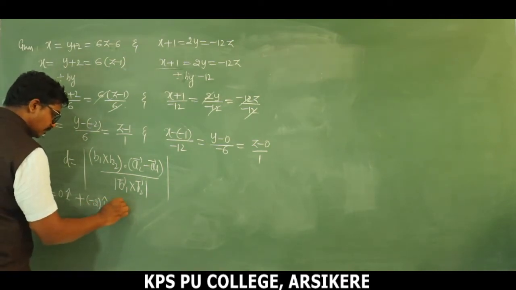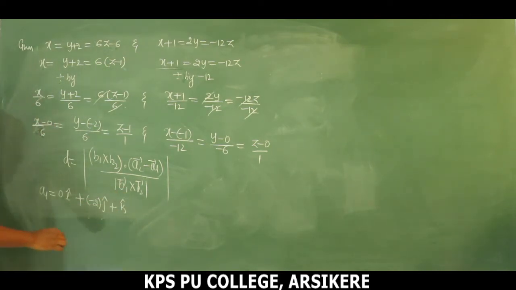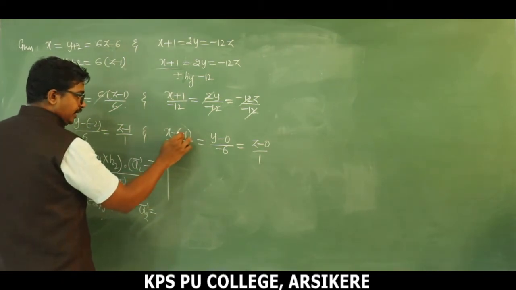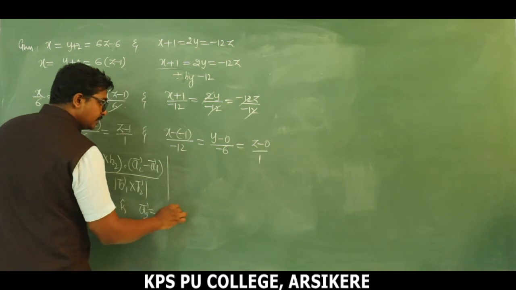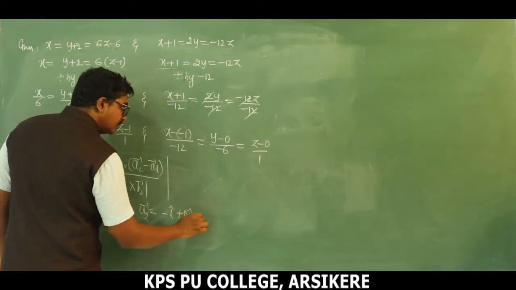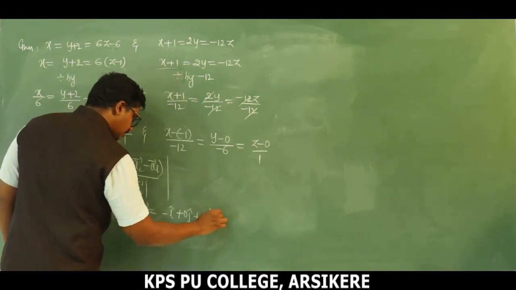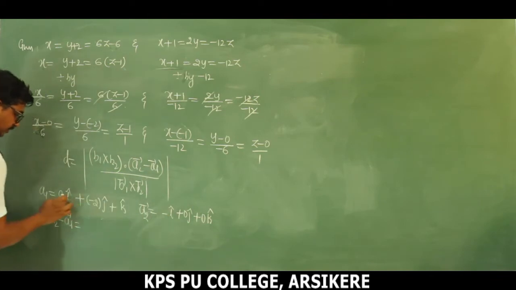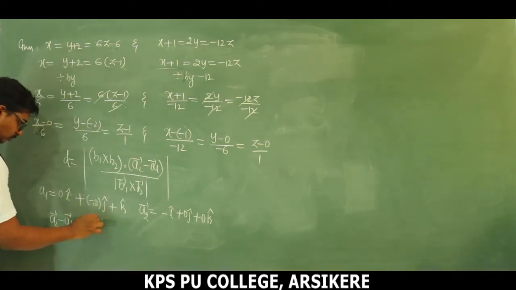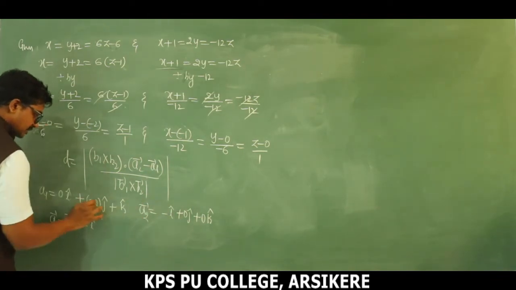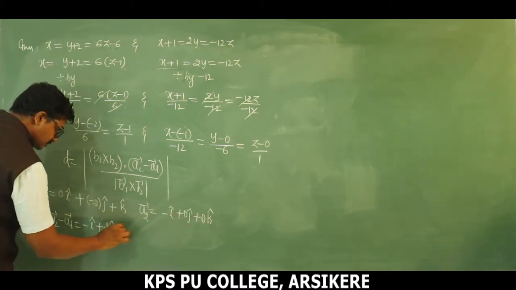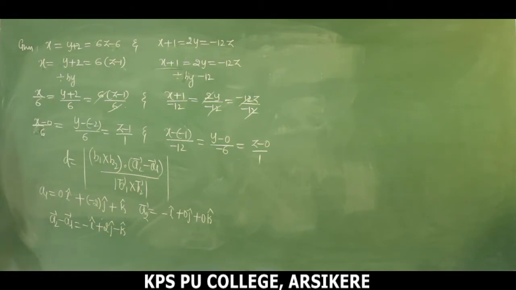plus k cap, that is 1 into k cap, and a2 for the second line is x2 into i cap, minus i, plus 0 into j plus 0 into k cap. Find a2 minus a1. a2 minus a1 becomes minus 1 minus 0, that becomes minus 1 into i cap, 0 minus of minus 2 becomes plus 2 into j cap, again 0 minus 1, that becomes minus k cap. This is a2 minus a1.